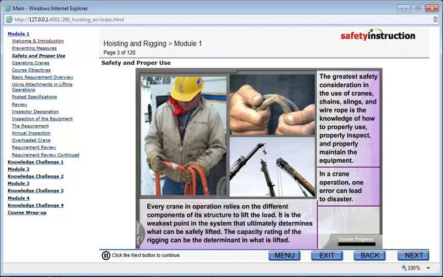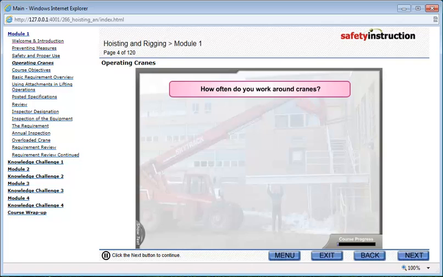Every crane in operation relies on the different components of its structure to lift the load. It is the weakest point in the system that ultimately determines what can be safely lifted. The capacity rating of the rigging can be the determinant in what is lifted. How often do you work around cranes?